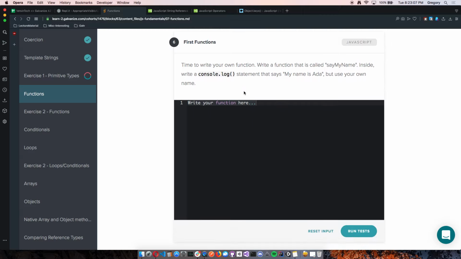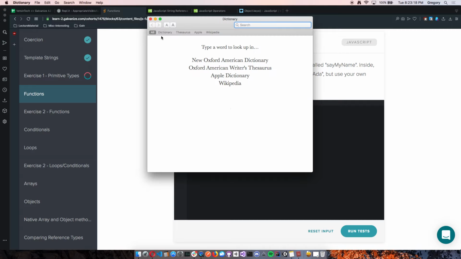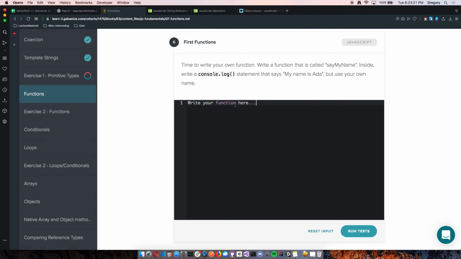So here we have a function, right? A function called say my name. Write a console log statement that says my name is Ada, but use your own name. Pretty simple. If my computer works with me. Function, first part. They want it to be called say my name, and knowing that this is written with tests, I'm going to call it exactly say my name because I know that's what the test is expecting. You don't want to reinvent the wheel.